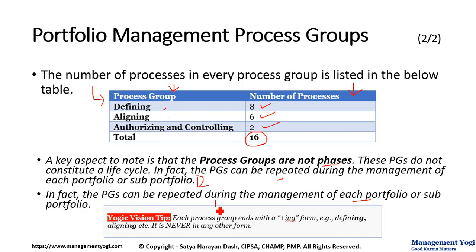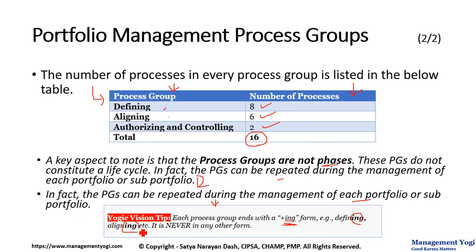Related to it, I have a tip here. It is telling you each process group ends with a plus ing form. For example, defining, aligning, authorizing and controlling. Not authorize and control, or authorizing and control, but authorizing and controlling.